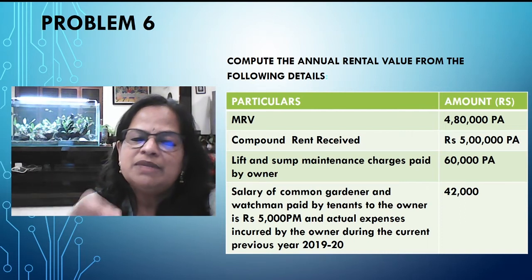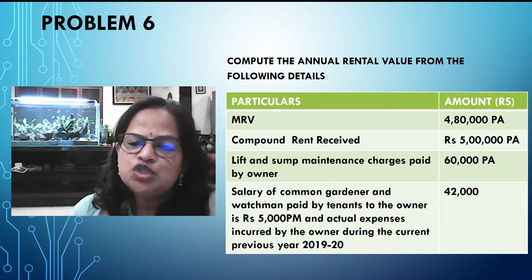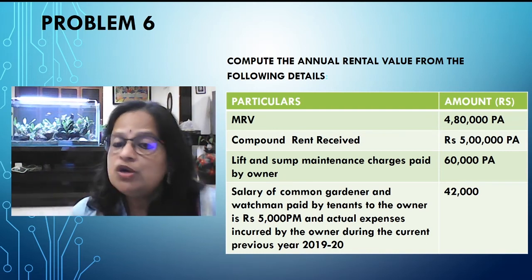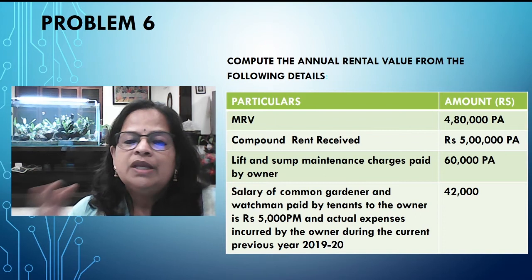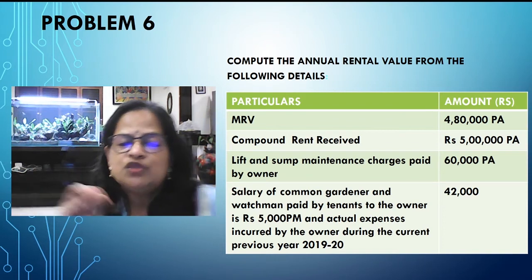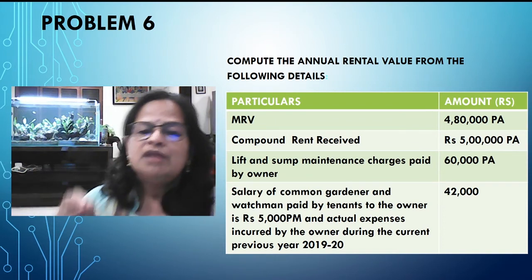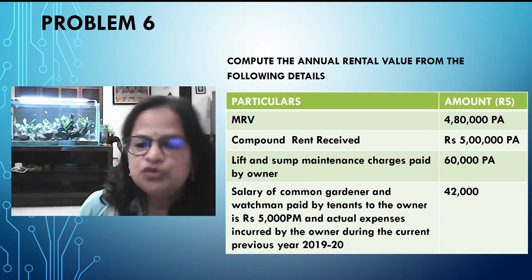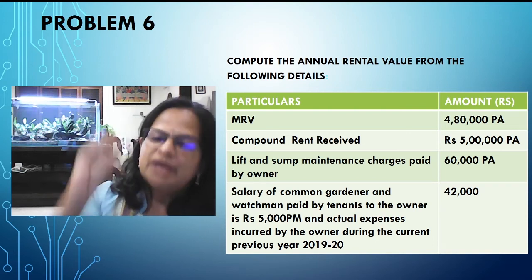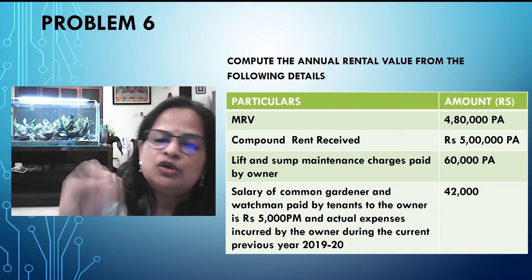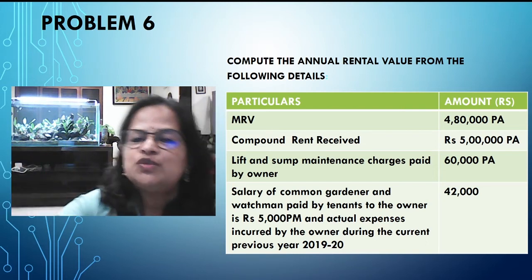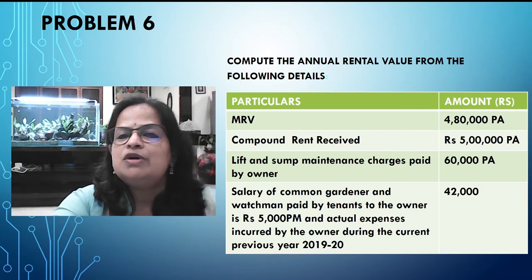Next, you have to remember salary of common gardener and watchman paid by tenants to the owner, 5,000 per month. So this amount will go to income from other sources. It's not for house property. So 5,000 per month he is collecting, so 5,000 into 12, 60,000. But actual expenses incurred by the owner during the current year is only 42,000. So 60,000 minus 42,000, 18,000 will go as his income from other sources. That has no relevance for our computation for income from house property.